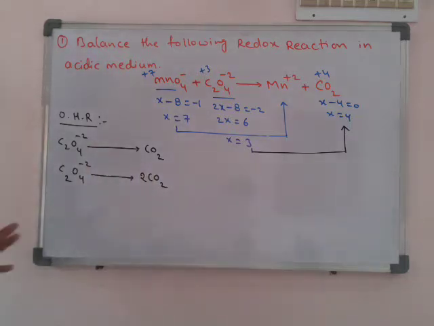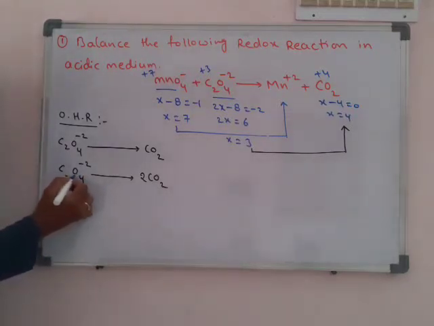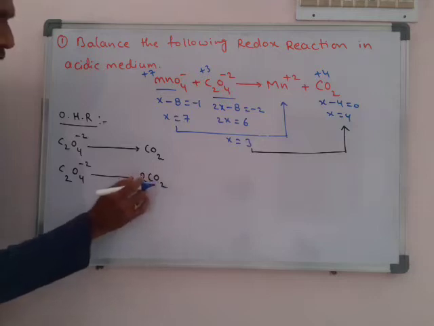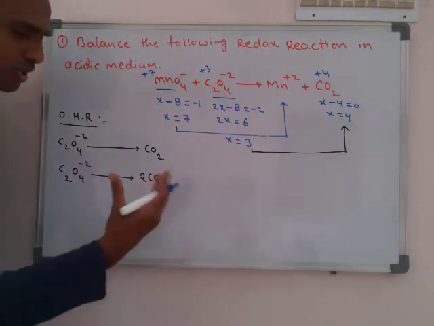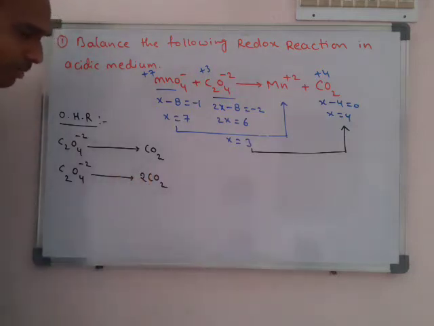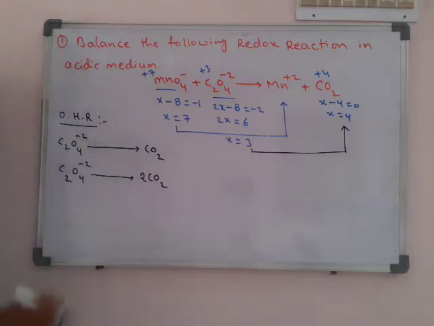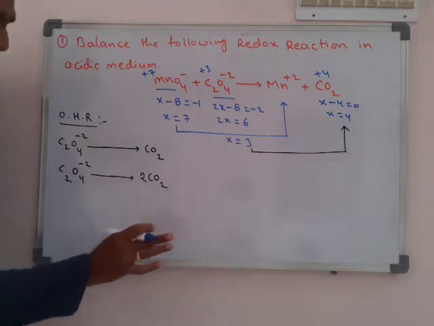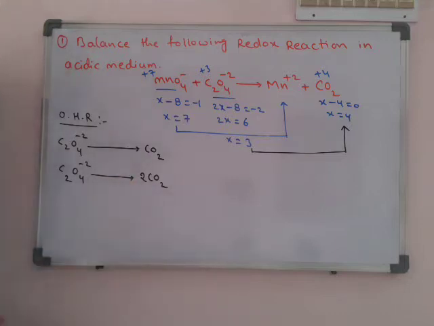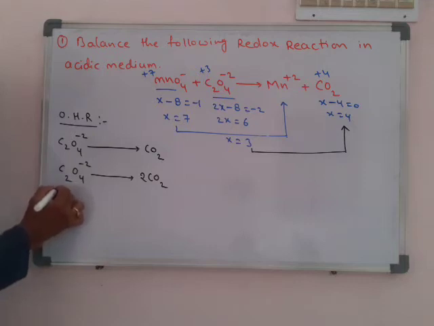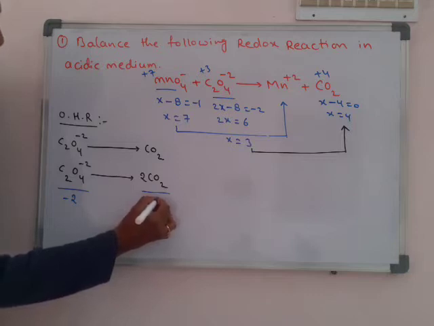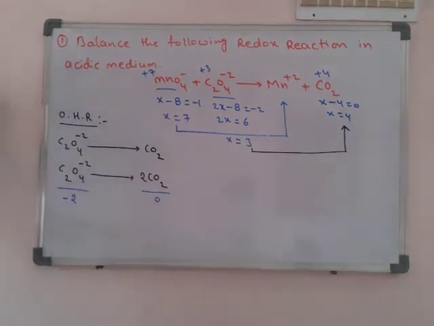This is the rule, we must follow these steps compulsorily. Oxygens 4 here, here also 4 oxygens, already balanced. So there is no separate oxygen balancing step needed here, already 4 balanced. Now see the hydrogens. 0 hydrogen, there is no problem. Hydrogens are also balanced. So here what is the overall charge? The overall charge is minus 2. What is the overall charge here on the other side? The overall charge is 0.